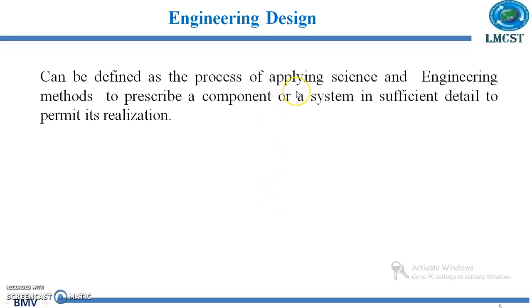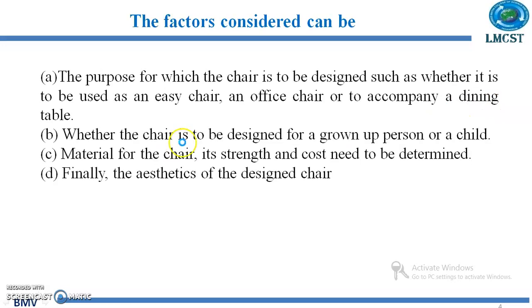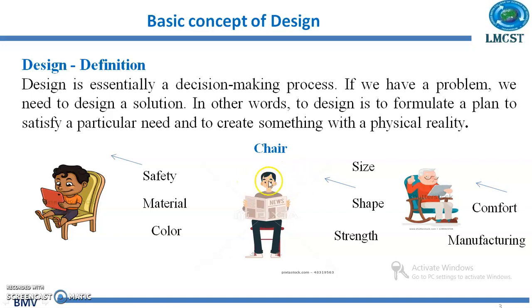Now let us see the engineering design. It can be defined as the process of applying science and engineering methods to prescribe a component or a system in sufficient detail to permit its realization. Let us again take this same example, the chair. Here we have considered some of these parameters and we have designed and manufactured it. So if we include engineering design, what is the difference? Here we are bringing science and engineering into the design.